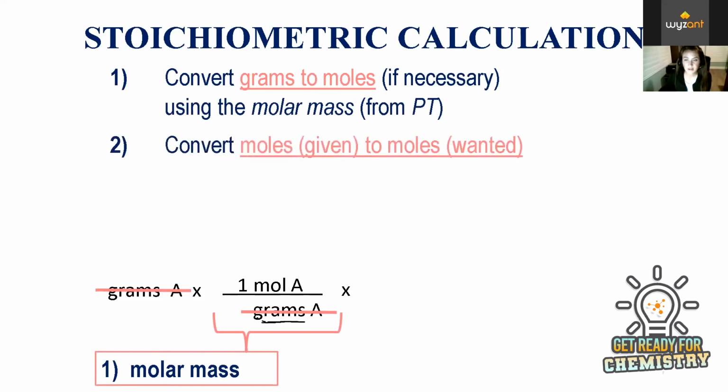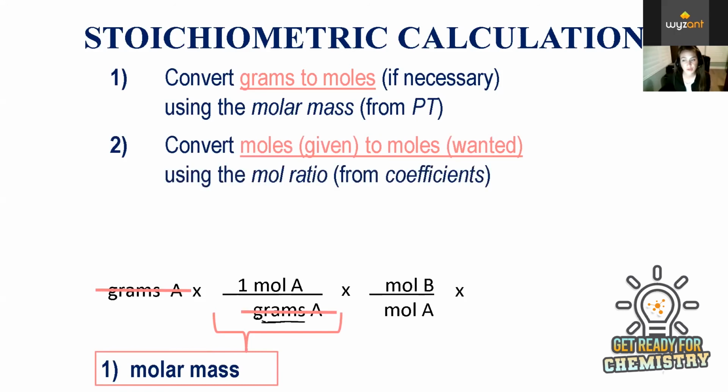Second step is convert moles of the given, so the moles that you're starting with, i.e. the grams that they give you, to moles that you want. So this is done via the balanced equation. So mole ratio from the coefficients in the balanced equation. So this is why it's important to know how to write and balance an equation.